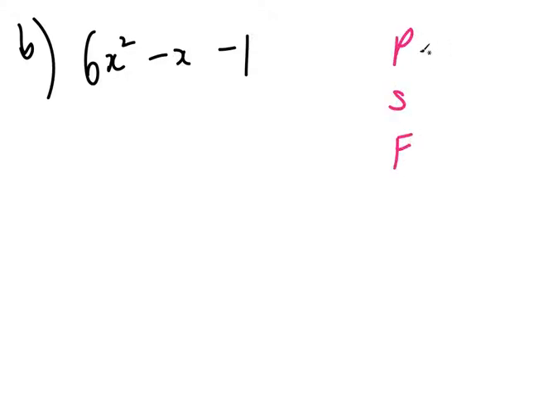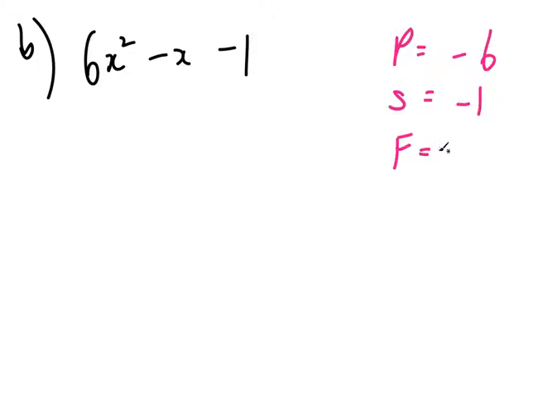B-A-N-A-N-A-N-A-S. Example B is going to be 6x squared minus x minus 1. PSF. P here is minus 1 times 6, which is minus 6. S is minus 1. It's a coincidence it's minus 1 again.